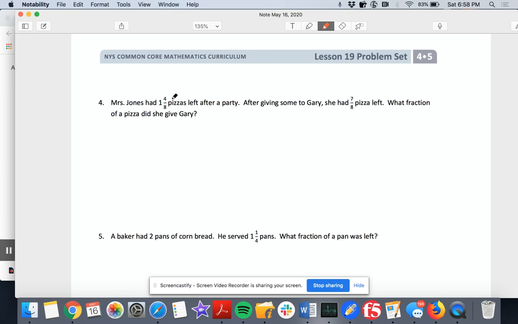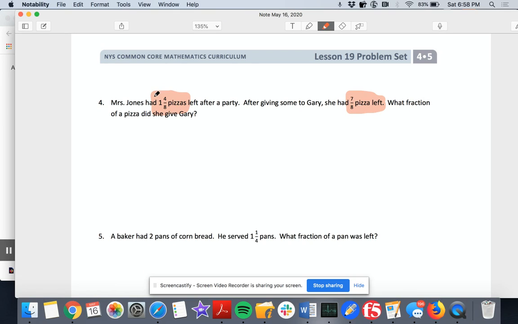Mrs. Jones had 1 4/8 pizzas left after a party. After giving some to Gary, she had 7/8 pizza left. What fraction of the pizza did she give Gary? Okay, let's think for a second.